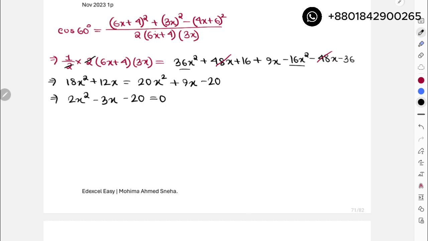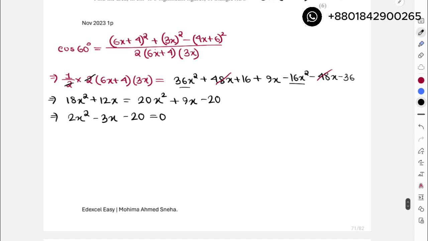Now we have an established quadratic equation. We can solve this one. One minute, let me check again. 36 minus 16 is 20, and this is 18x square, so positive 2. 9 minus 12 is minus 3, and minus 20.